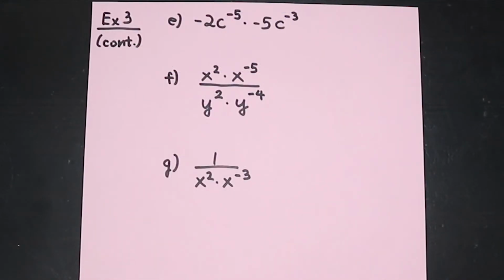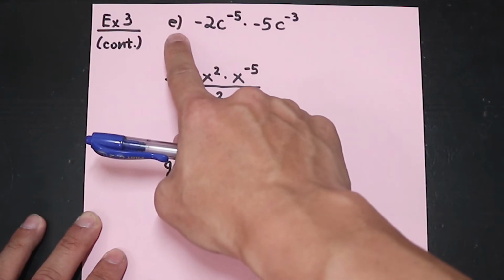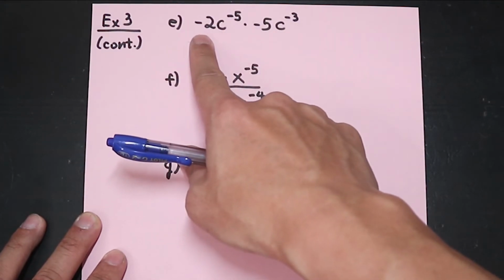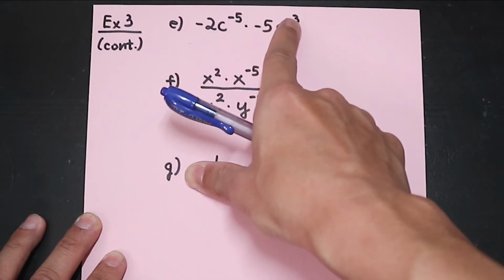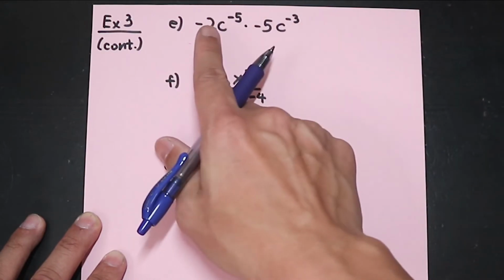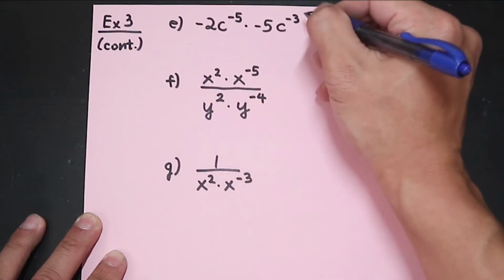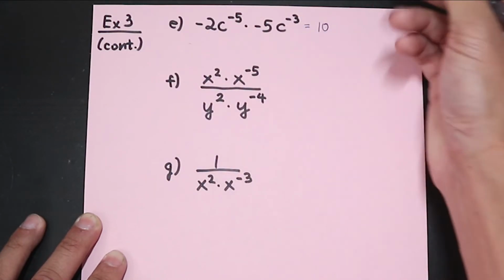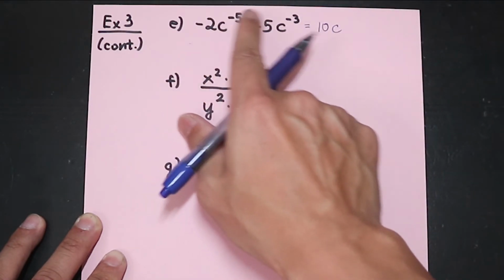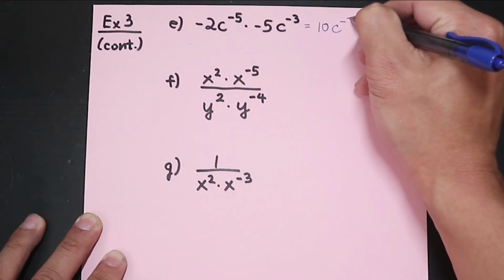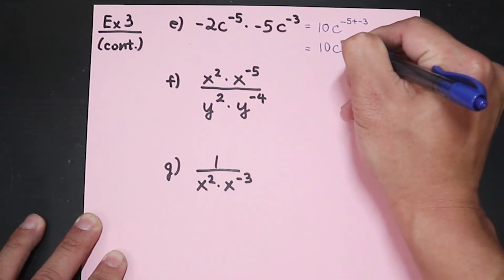Well, here we have 3 more examples. Example E, F, and G. In part E, let's take a look. There is a negative 2c to the negative 5th multiplied by negative 5c to the negative 3rd. So let's take care of the large numbers first. You have negative 2 times negative 5, and a negative times a negative is positive 10. Then the c, you keep it the same, and you add the exponents negative 5 and negative 3. So it's 10c to the negative 5 plus negative 3, which becomes 10c to the negative 8th power.